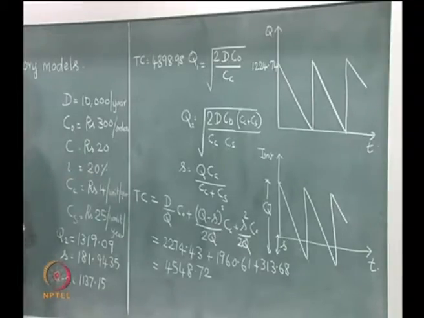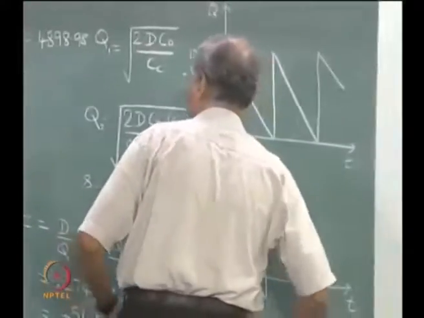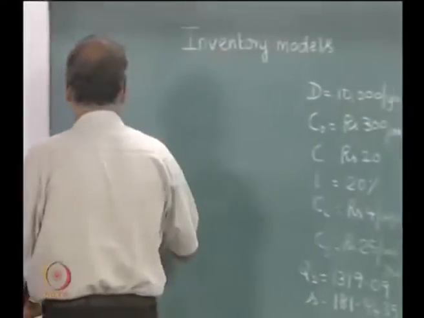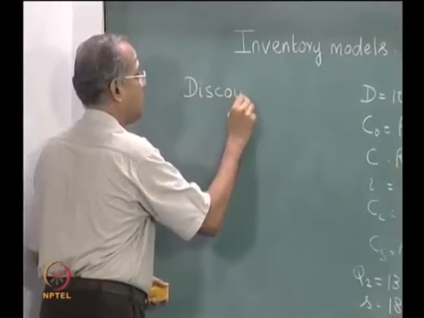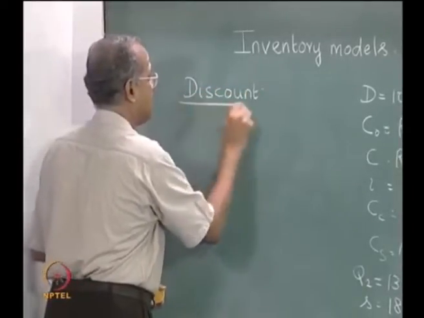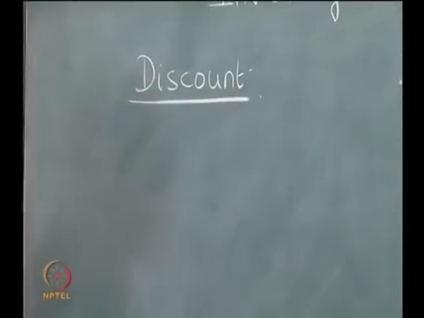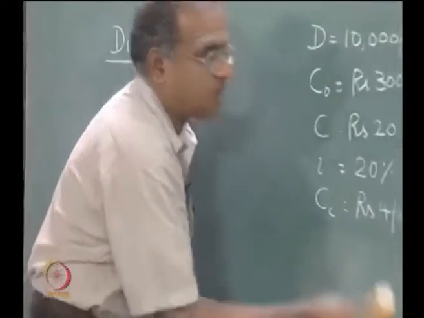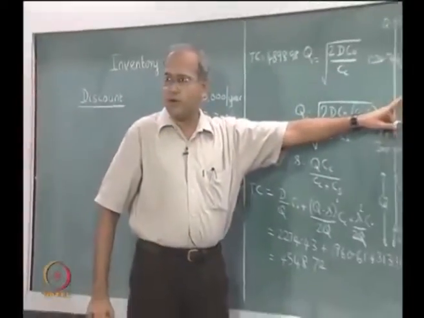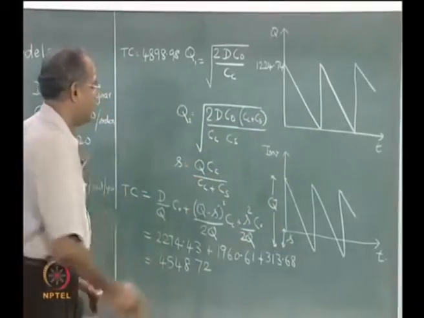So that is the reason why we look at two types of inventory models, particularly for bought out items. We will now look at another aspect of it, which is called discount. Now in order to explain the discount model, we will be looking at this model and we will not be considering this model.